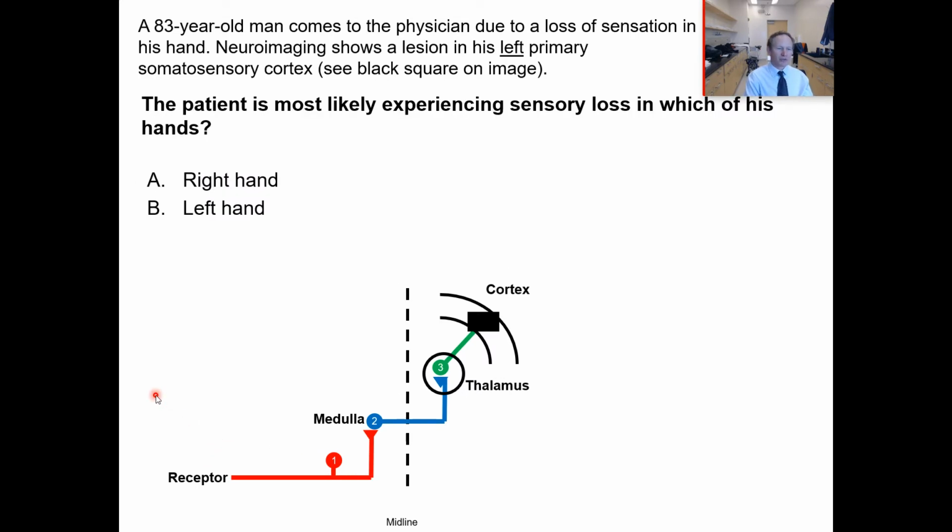See if you can answer this question. The right hand. Okay. What's important here to pay attention to is that there's a lesion maybe indicated by imaging in the left primary somatosensory cortex, the left. It's right here. Because it's in the cortex, it's after the decussation of the dorsal column medial lemniscus pathway, and the observed deficit will be in the right hemisphere, in this case in the right hand. They are contralateral to each other.